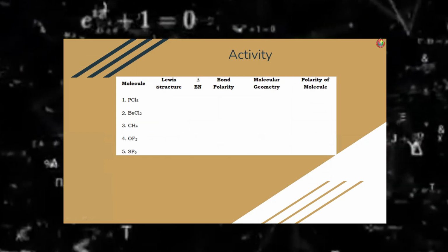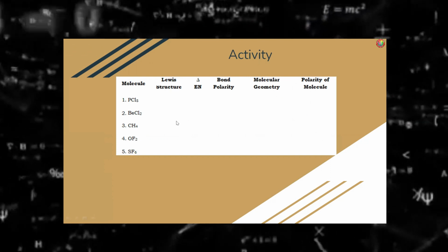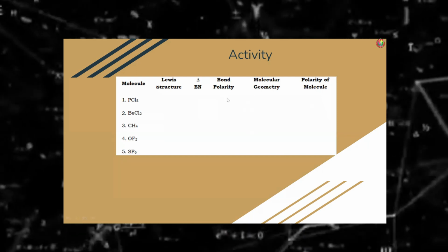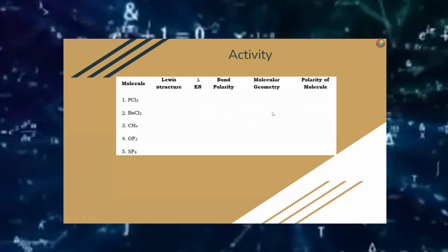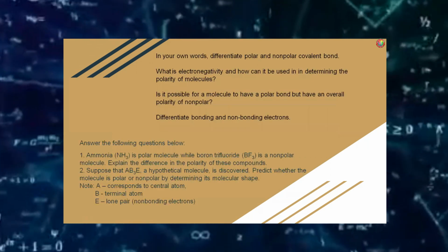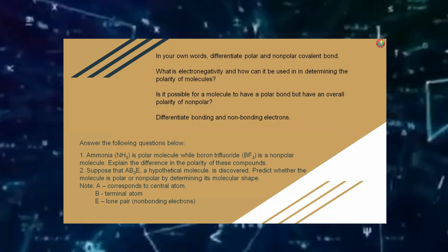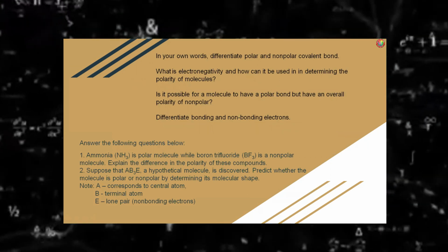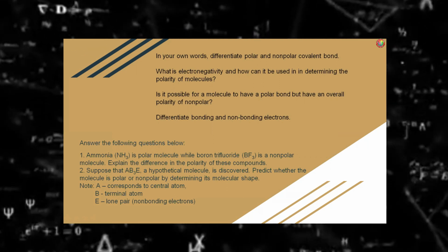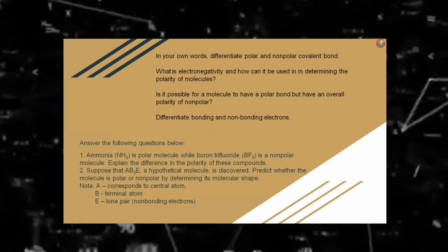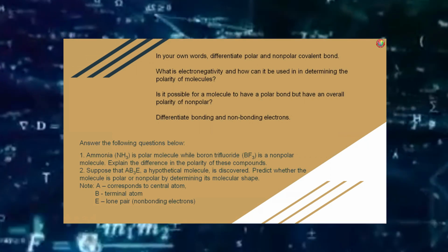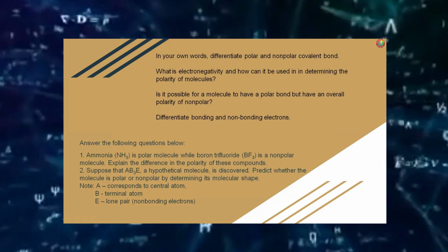Another activity, so we're going to fill in the data here. So this is our molecule. We're going to draw the Lewis structure and the difference of electronegativity, the bond polarity, the molecular geometry, and the polarity of the molecule. So in your own words, differentiate polar and nonpolar covalent bond. What is electronegativity and how can it be used in determining the polarity of molecules? It is possible for a molecule to have a polar bond but have an overall polarity of nonpolar. Differentiate bonding and non-bonding electrons.